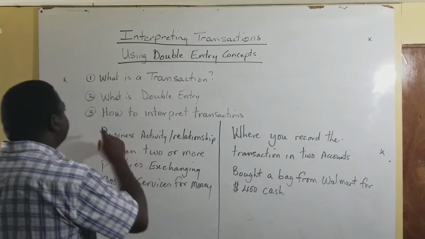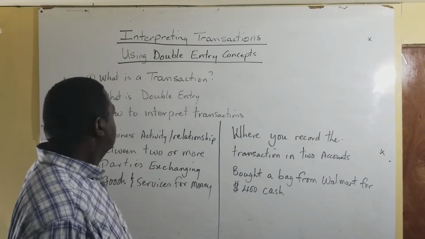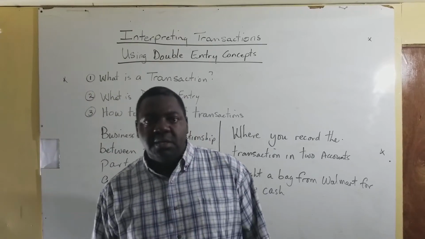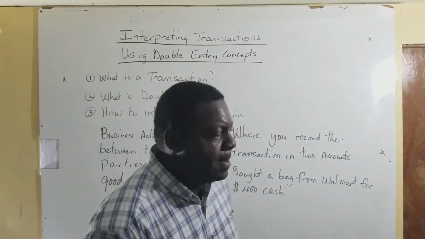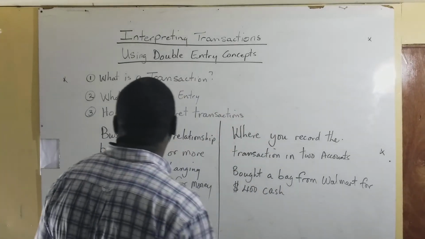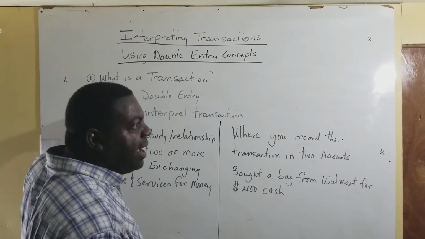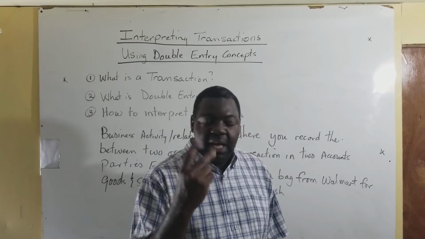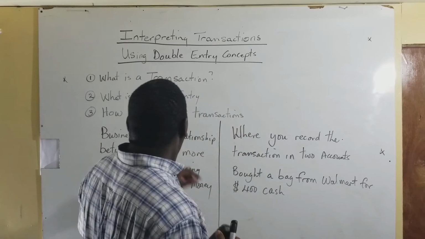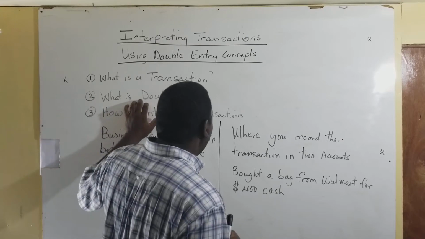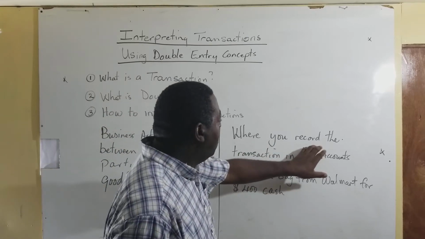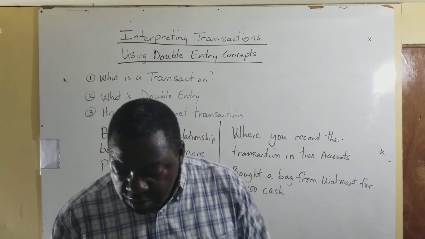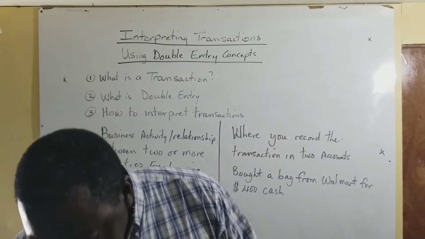Now let's go to objective 3. How do we interpret transactions? First of all, before we get there, we have to understand that in the double entry system, in every transaction, there are always two accounts affected. You note the definition I gave for double entry is that it is where you record the transaction in two accounts. Now, the question you would ask me is, what is an account?